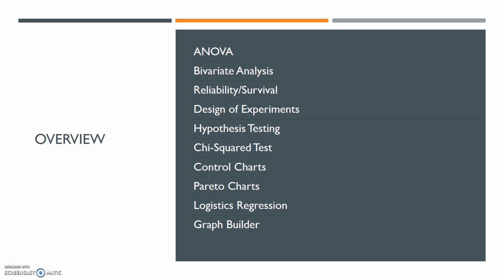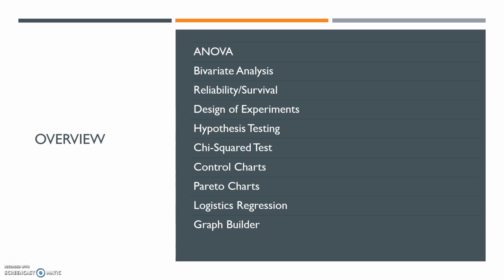A quick overview of what we're going to be looking at in this presentation. We're going to be talking about a total of 10 concepts dealing with data analysis. The first one we're going to look at is ANOVA, which is known as the analysis of variance. Next, we're going to look at bivariate analysis, reliability and survival.